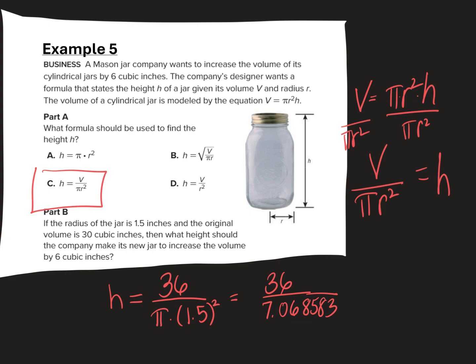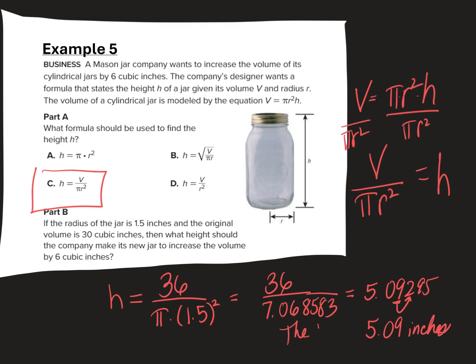And I do get 5.09. Did it say what to round to? I don't see that, but 5.09295, and so on and so forth. I'm going to round to the nearest hundredth. So I would have to have a height of 5.09 inches in order for the volume to increase by 6 cubic inches.